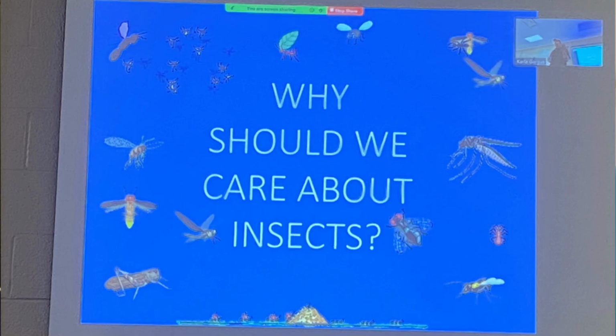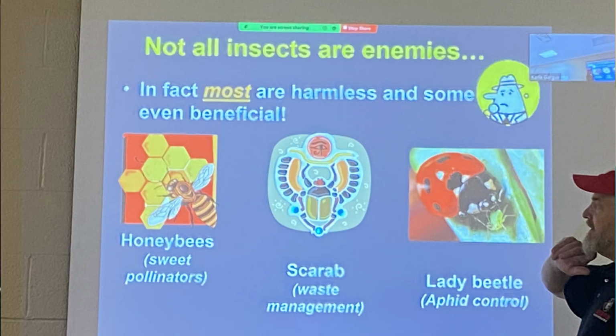So why should we care about insects? Not all insects are enemies. In fact, most are harmless and some even beneficial. Sweet pollinators, scarab, waste management, lady beetle, aphid control. So it's good to have ladybugs in your garden.